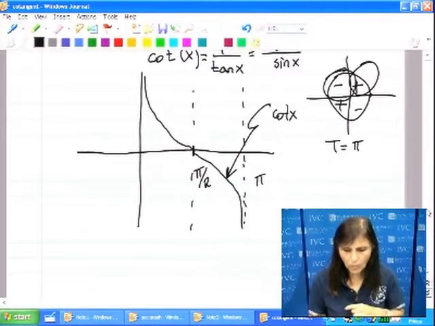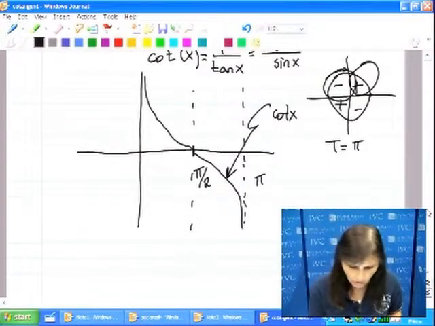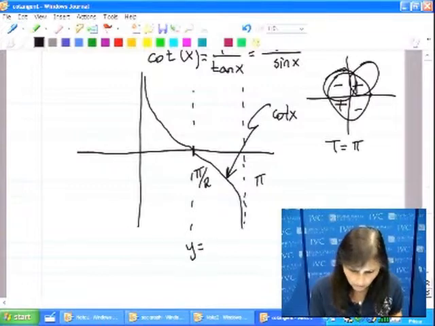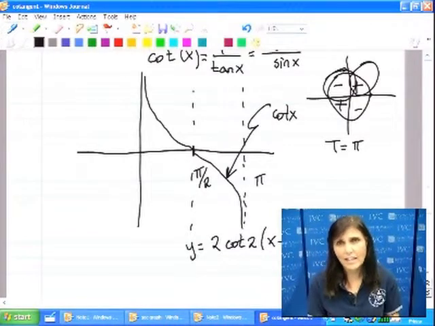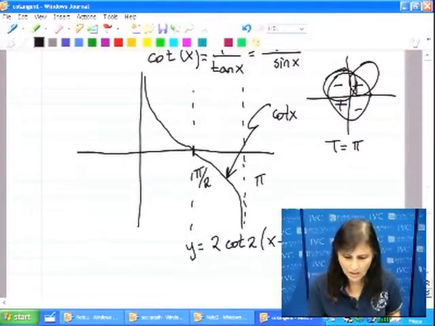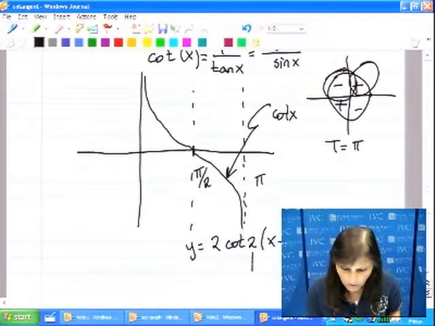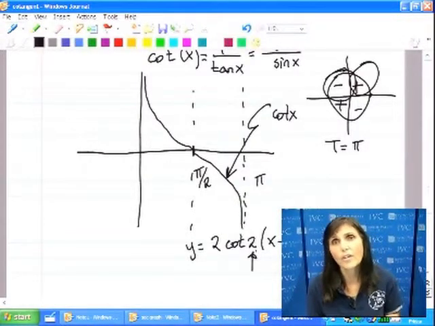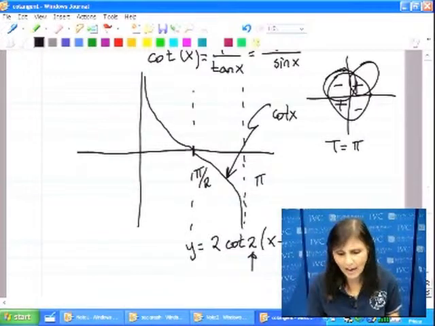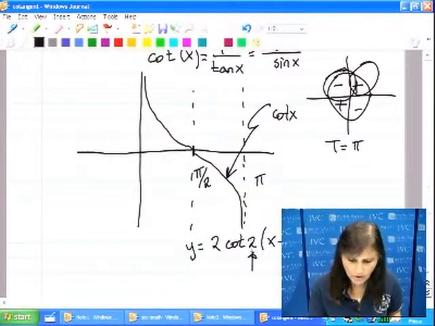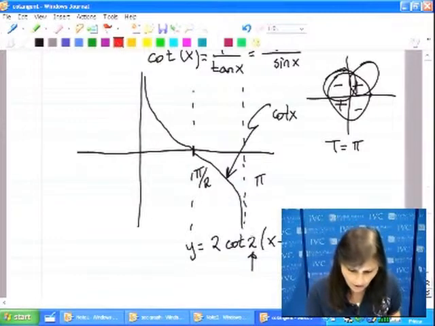So let's look at what this is going to look like: y equals 2 cotangent of (2x minus pi) plus 1. Try to put everything that's shifted and translated into this form so that the number is in front of the parentheses. So you may have to factor it out and look at what's happening to the phase shift. So let's take those numbers one at a time.